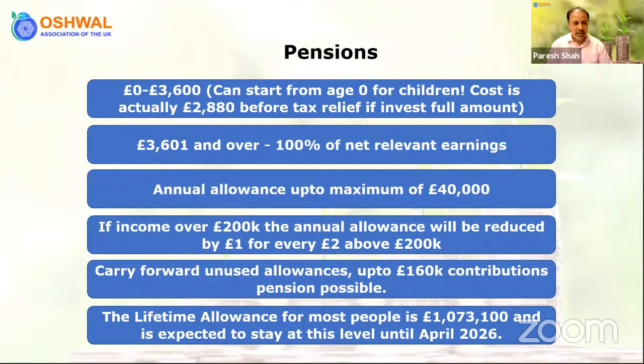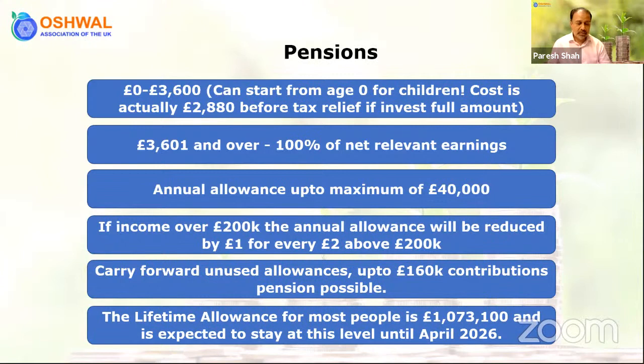Again, the government has limited the amount you can put into a pension over a period of time, because you could put in £40,000 each year. However, if your salary or income is over £200,000, the amount of allowance reduces by £1 for every £2 over £200,000. So at over £240,000 income, your pension contribution is limited to £4,000. And one of the things about tax planning is you can carry forward your unused allowances from previous years.